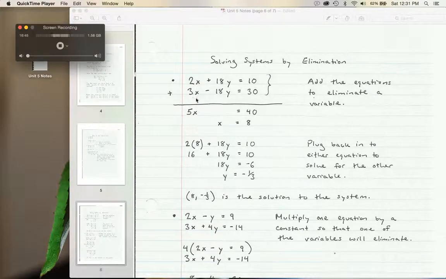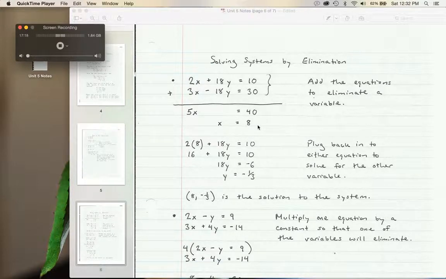So 2x plus 3x equals 5x, 18y plus negative 18y equals 0. That has canceled out. We've eliminated one variable from the equation, and 10 plus 30 equals 40. What I found here is that 5x equals 40. I can divide both sides by 5 to find that x is equal to 8. So I have found here my x value, the first half of my ordered pair of the solution, very quickly.